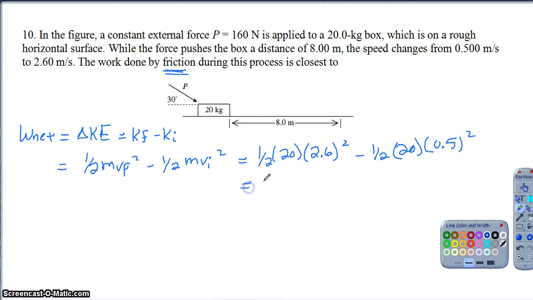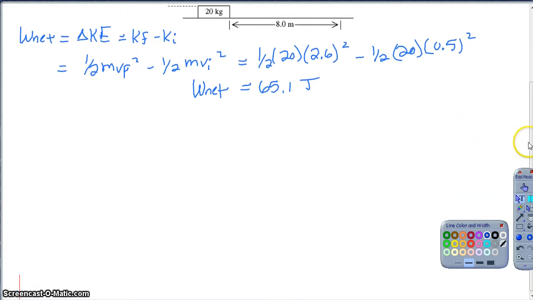So finding that change in energy ends up being about 65 joules, about 65.1 joules if you want to keep it there. So I've got 65.1 joules. That's my change in energy, and therefore that's also the net work done on the crate. So I know that a positive 65.1 joules of work has been done on this crate. So then how does that help me find the work done by friction?